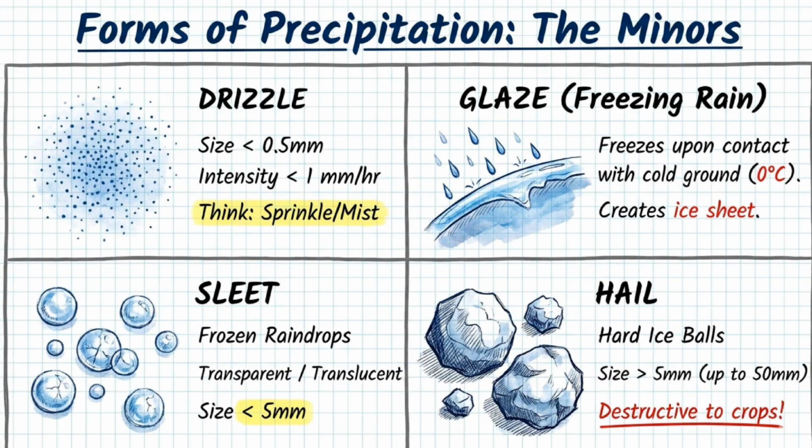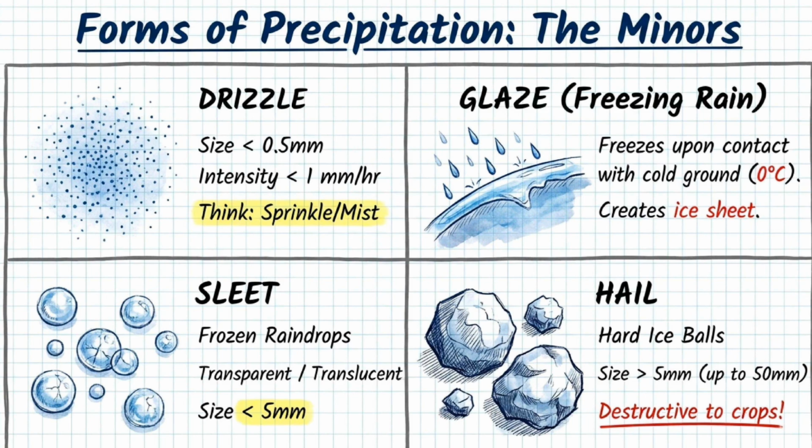Now one small question. If roads get covered with this ice sheet, what problem do you think vehicles will face? Vehicles will slide because glaze forms a thin, smooth ice layer on roads. The friction between tires and the road becomes very low. So vehicles lose grip and start sliding, which makes driving very dangerous.